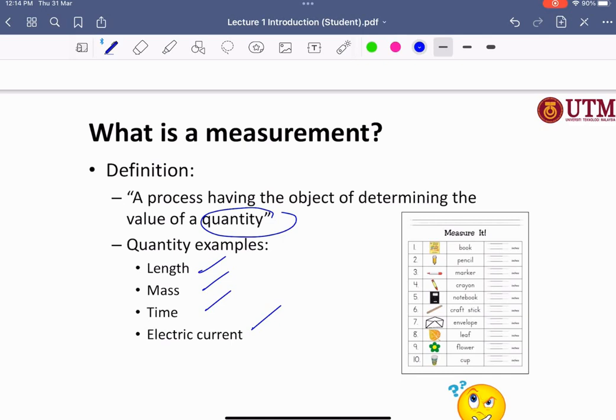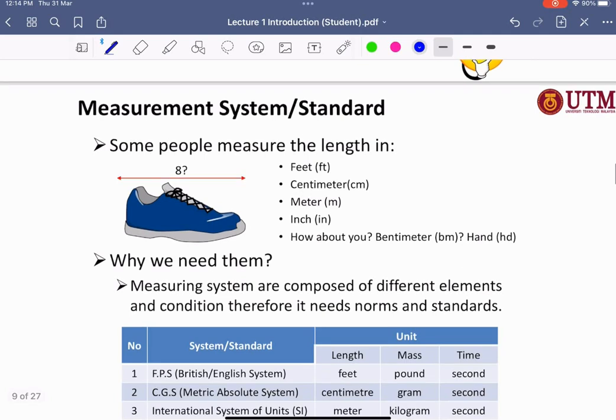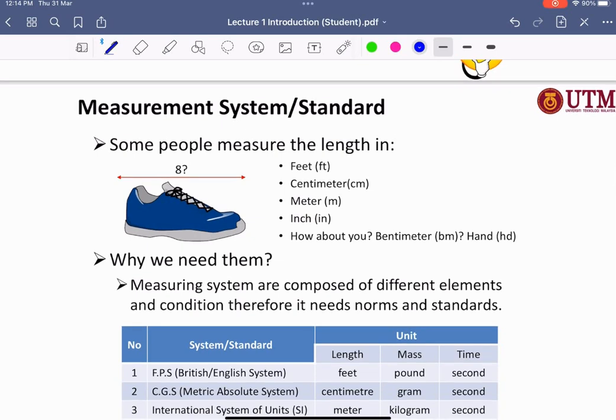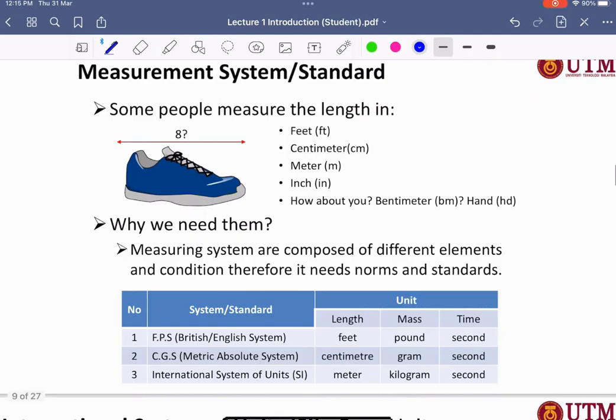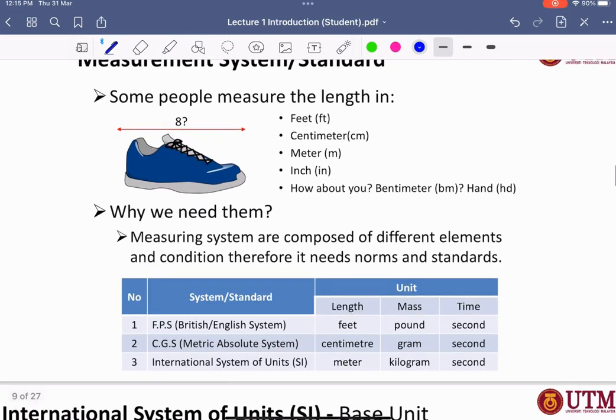When we have a measurement, of course, we need to have a measurement standard, right? If we want to measure the length of our shoes, sometimes we need to look at what standard they use. Is it the UK standard or the SI standard and so on? I think this is common for you.